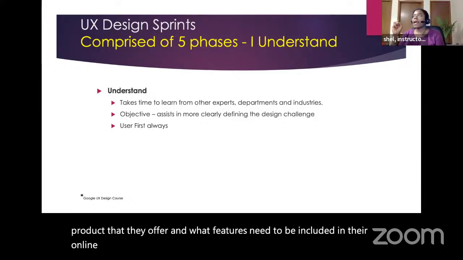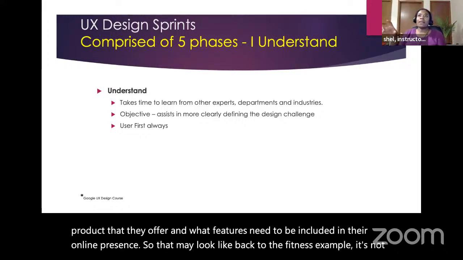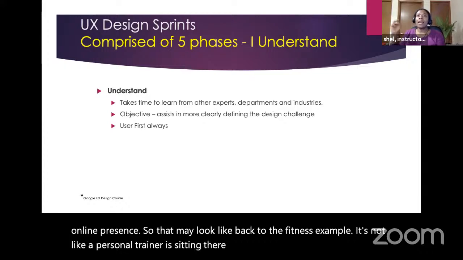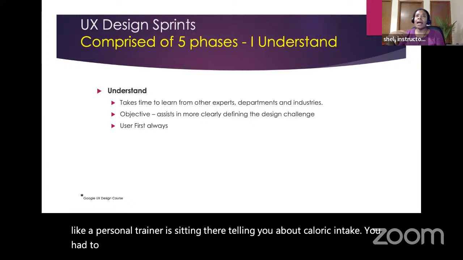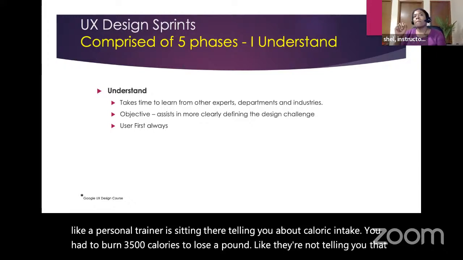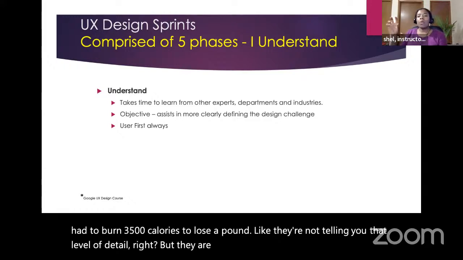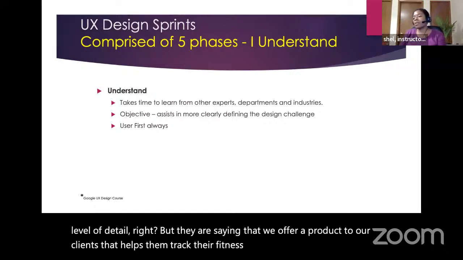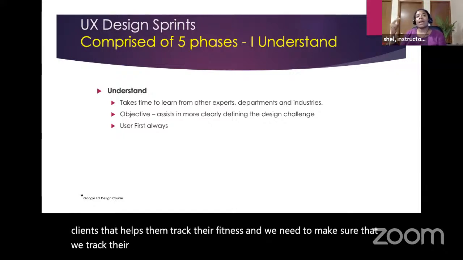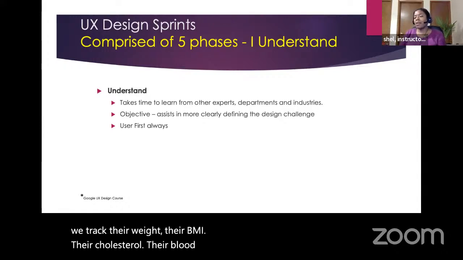So that may look like, back to the fitness example, it's not like a personal trainer is sitting there telling you about caloric intake. You've got to burn 3,500 calories to lose a pound. They're not telling you that level of detail, right? But they are saying that we offer a product to our clients that helps them track their fitness, and we need to make sure that we track their weight, their BMI, their cholesterol, their blood pressure, and we need it to be a numeric system.